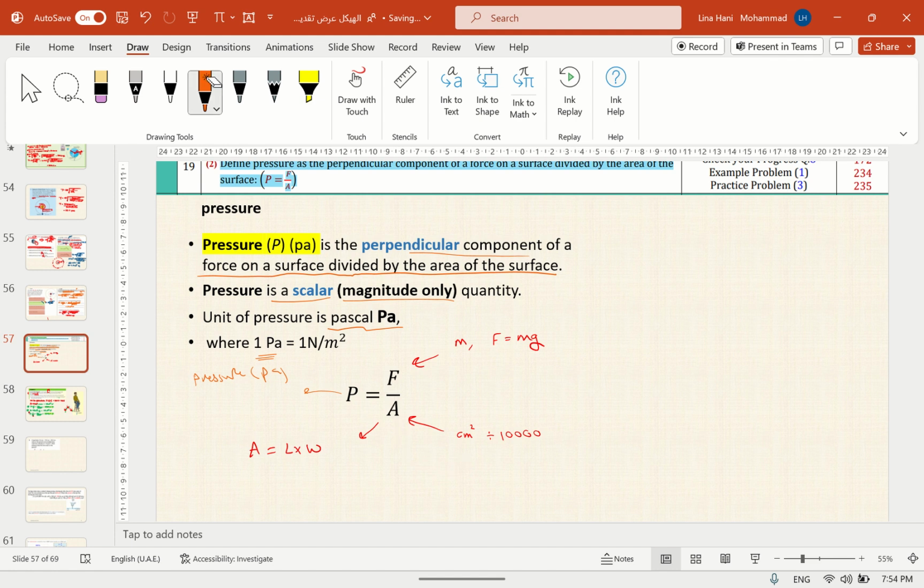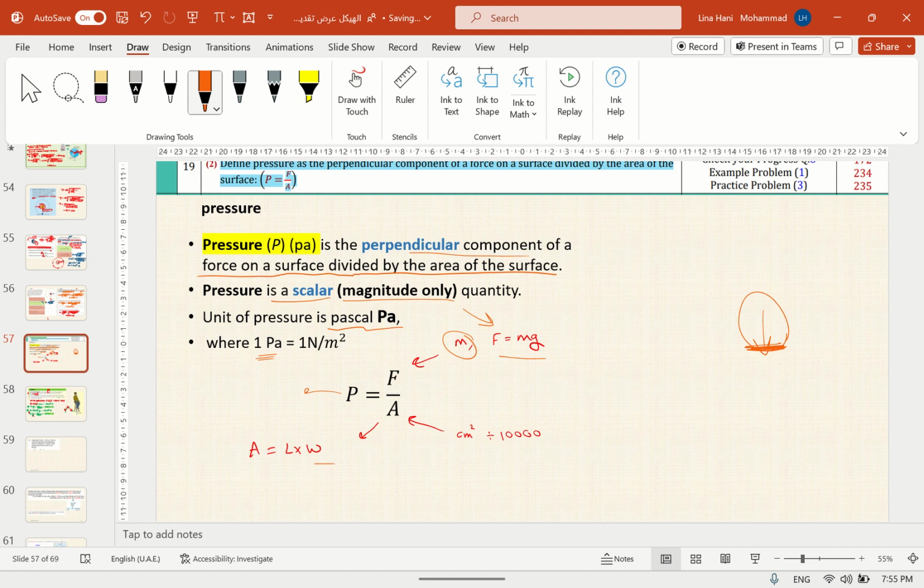Sometimes it doesn't give me the force of the object or the force applied by the object. It gives me the mass of the object. If it gives me the mass of the object, I will multiply it by 9.8 to find the weight of the object. That's the force applied on the area.